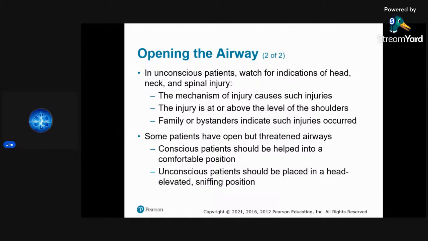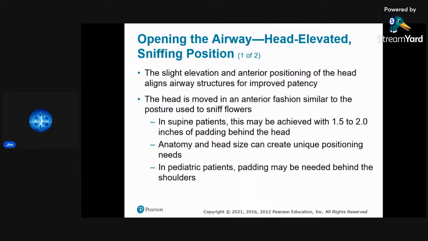Some patients will have an open but threatened airway. We should put a conscious patient in a comfortable position. And unconscious patients should be placed in the head elevated sniffing position. We're going to talk about that here in the next slide. Here it is, the head elevated sniffing position. It's a slight elevation and anterior positioning of the head, which aligns the airway structures for improved patency. So we're aligning that airway. You're going to be moving the head forward as if they were sniffing flowers, if you ever sniffed a flower.